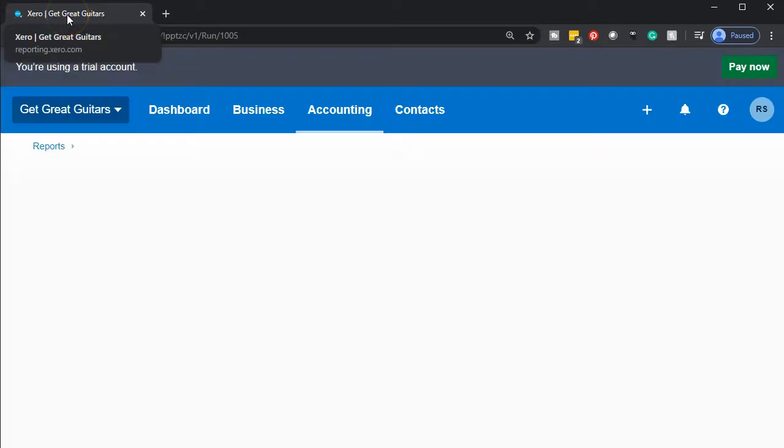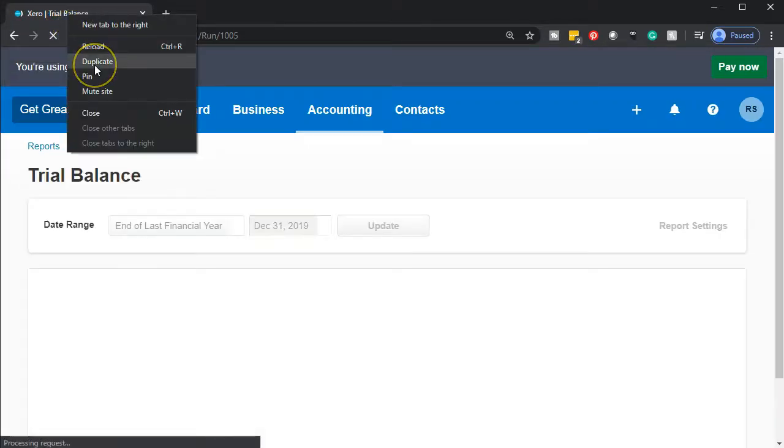Once that opens up, we're going to right click on the tab up top so that we can duplicate it. Up on the tab up top, we're going to right click on it and simply go to the duplication. Now we're going to have our trial balance to the right. We're going to be entering data in the left.